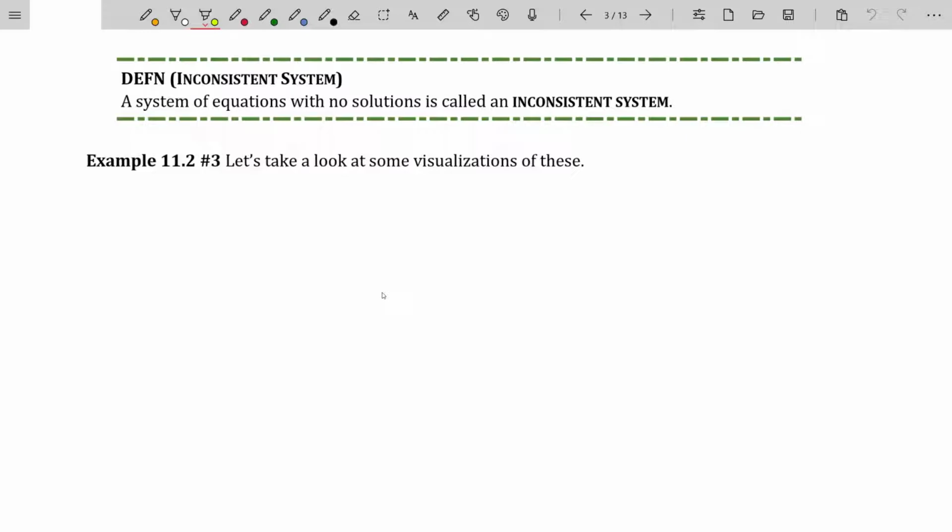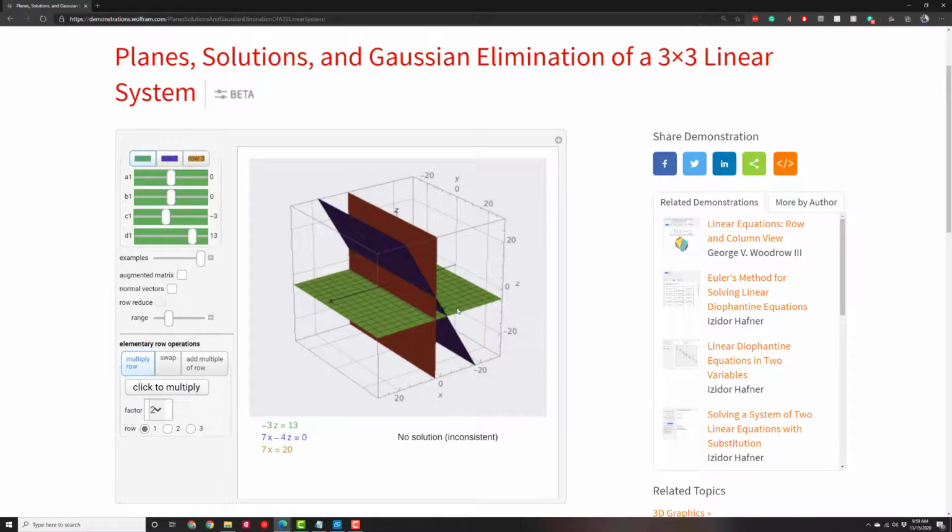In other words, you have a bunch of equations that form a set of equations that you want to find a simultaneous solution to, and yet there is no simultaneous solution. There's not a solution that satisfies all equations simultaneously. So let's take a look at what this may look like in 3 dimensions. You can see it right here. You have 3 planes, and you're looking for where they all intersect simultaneously.